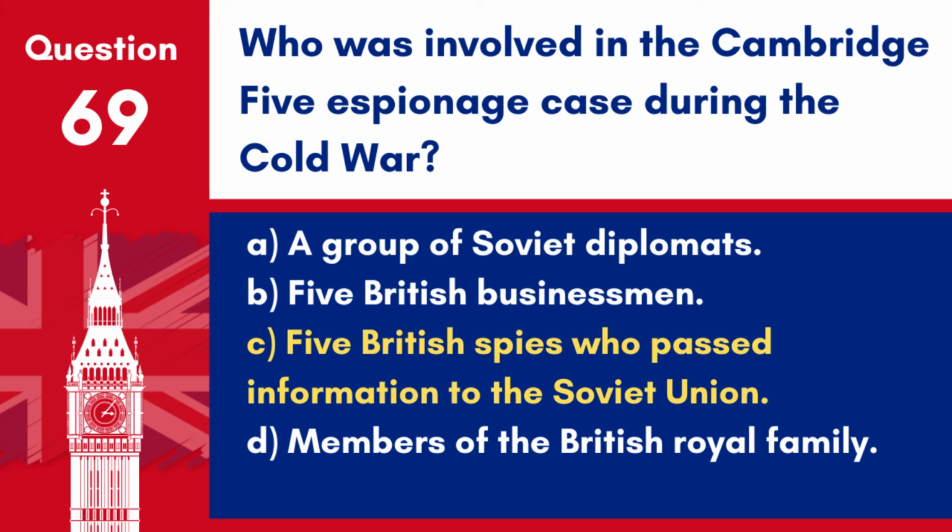Answer C. 5 British spies who passed information to the Soviet Union. The Cambridge 5 were a ring of spies in the United Kingdom who passed information to the Soviet Union during World War II and the early stages of the Cold War, significantly impacting British intelligence operations.